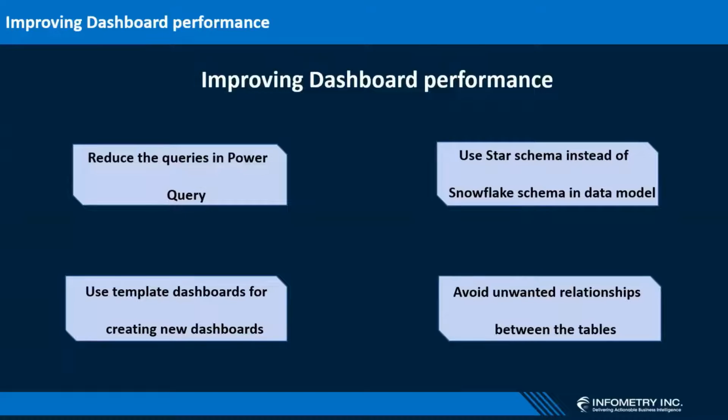Next point is use star schema instead of snowflake schema in the data model. We need to use star schema in the data model instead of snowflake schema because snowflake has complex queries and it is very difficult to implement changes in the data model. Star schema is very easy to read, easy to create joins, and it also reduces data redundancy. So we need to use star schema in the data model for improving the dashboard performance.